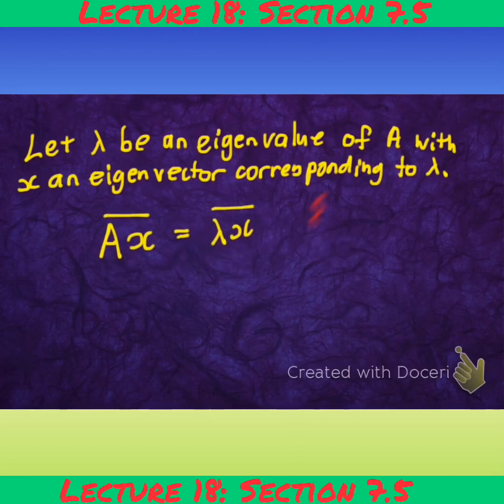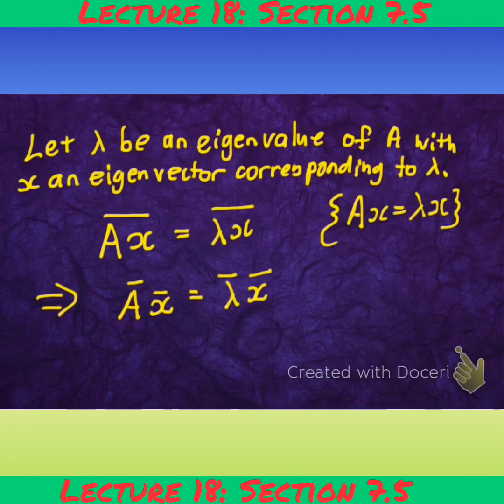Remember now that we have AX equals lambda X, right? So you take the conjugate on both sides. Then that implies that the conjugate of A times the conjugate of X is the conjugate of lambda times the conjugate of X. Right, and then I'm going to multiply on the left with X's transpose. Okay, so there we go.